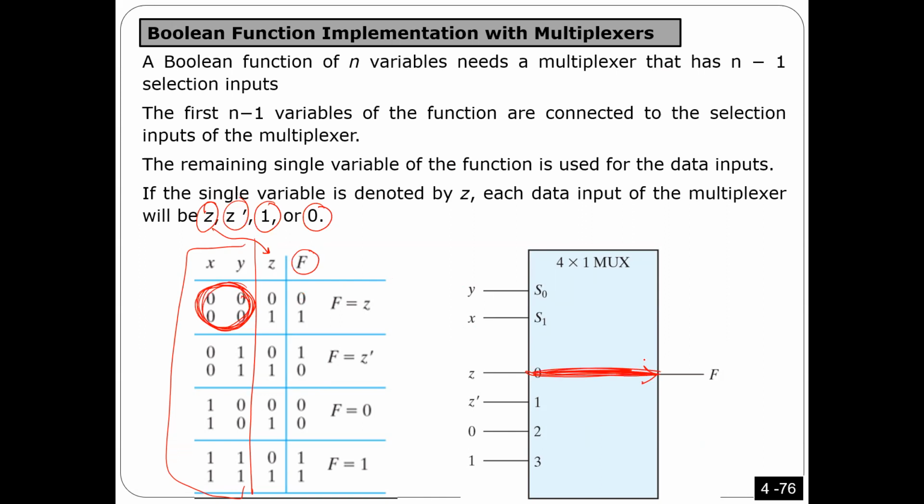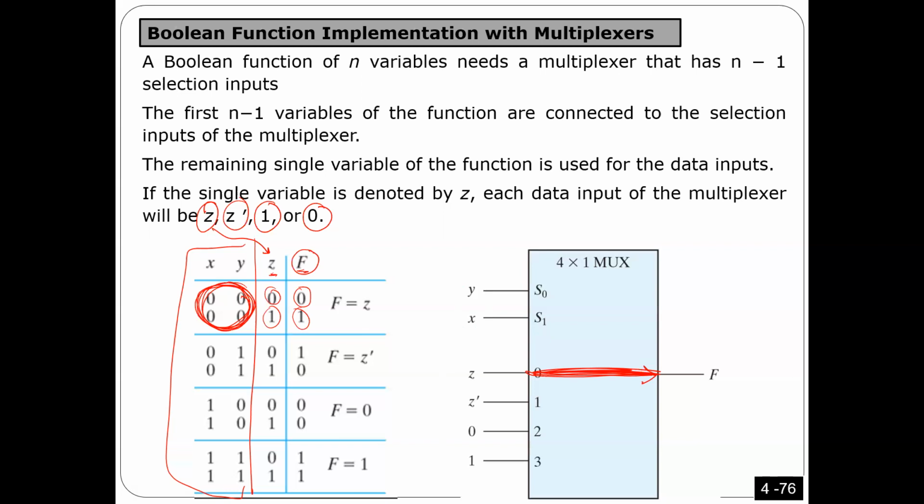Let's see. If you look here, what is the relation between f and z? You will see they are equal, right? So in this case, if the selection is 0, 0, f is equal to z. That's why I'm going to put z, so that when the selection is 0, 0, f is equal to z. Because when z is 0, f is 0, and when z is 1, f is 1.